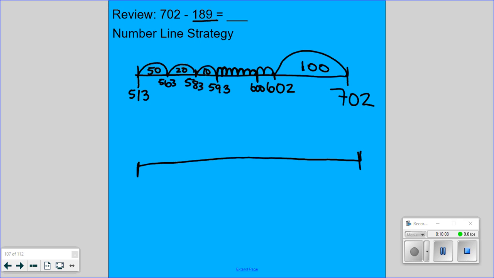How do I set up the distance between 702 and 189? How do I get that set up in my notebook? One person knows. If I want to find the distance between two numbers, you think I should write those two numbers down? Yeah. How am I going to set that up?